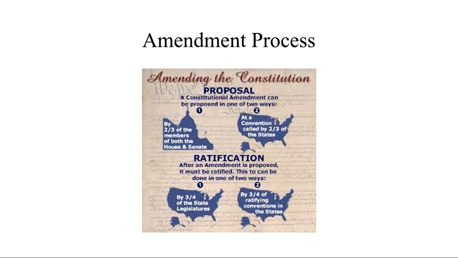Once an amendment has been proposed, there's two ways it can be ratified. The first is through 3/4 of the state legislatures, or by 3/4 of a ratifying convention that's been called. Again, for the most part, it's done by the state legislatures because, again, it's easier than trying to call a constitutional convention. So Congress, for the most part, introduces a possible amendment, and then it's up to the state legislatures to ratify a particular amendment.